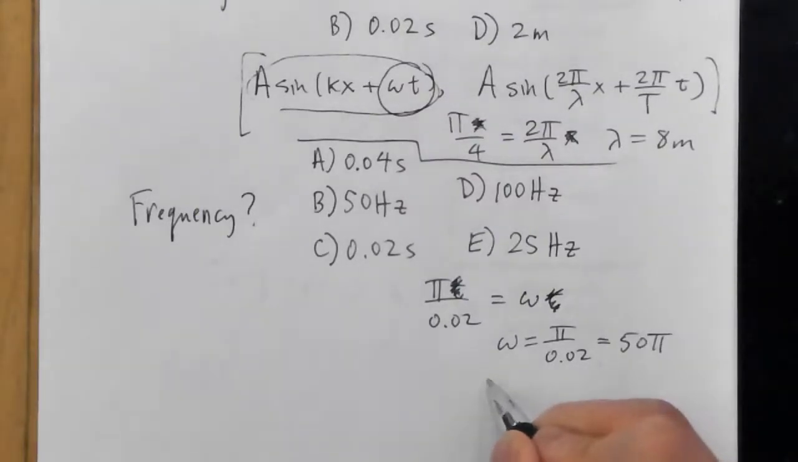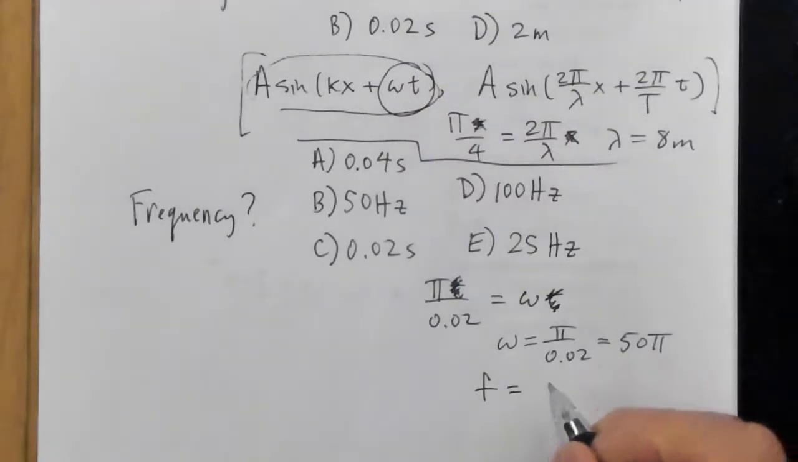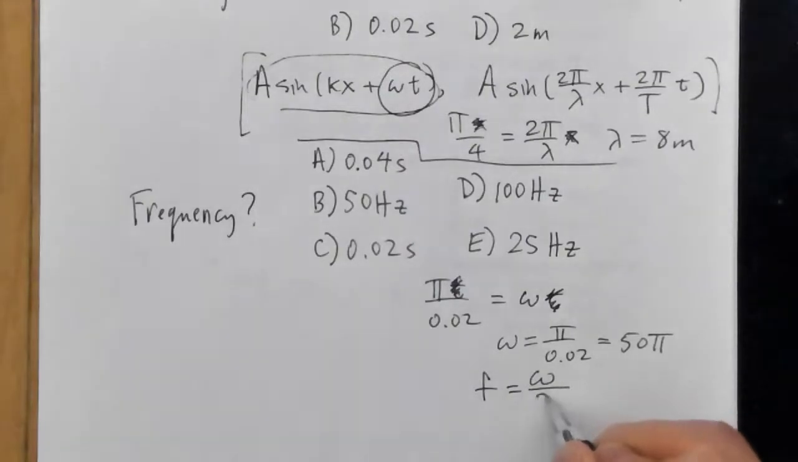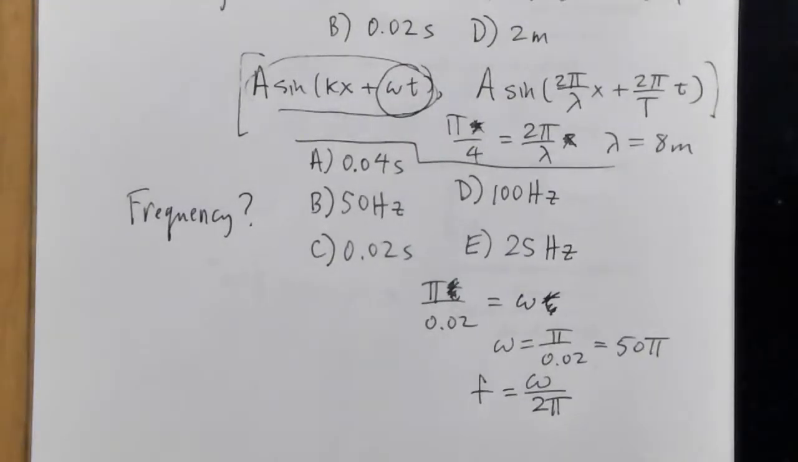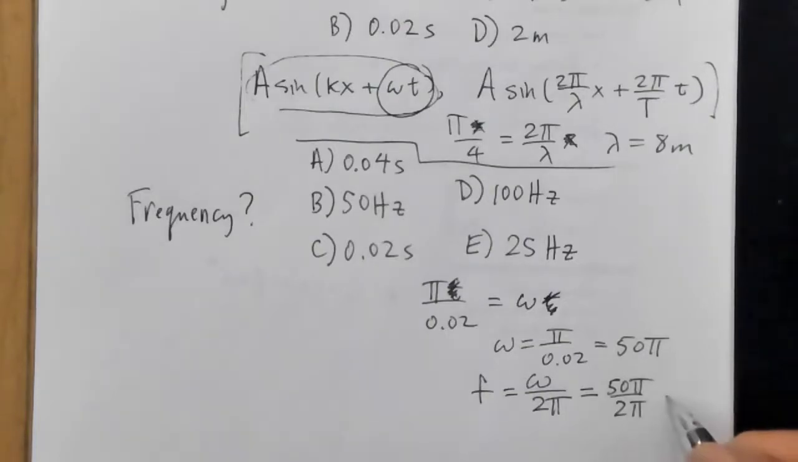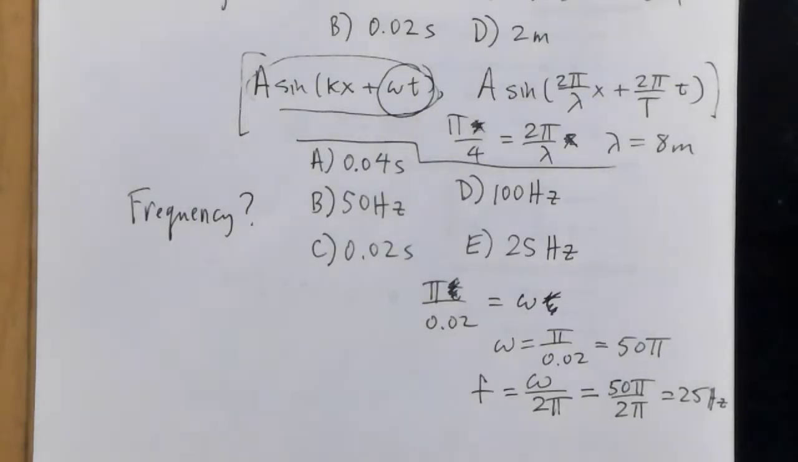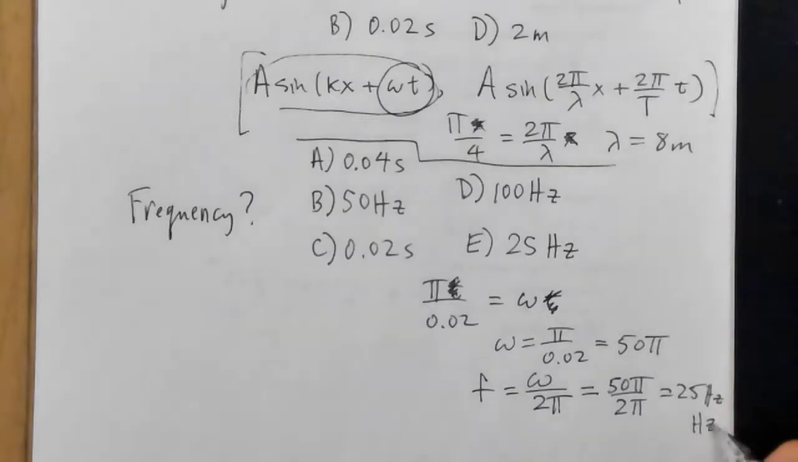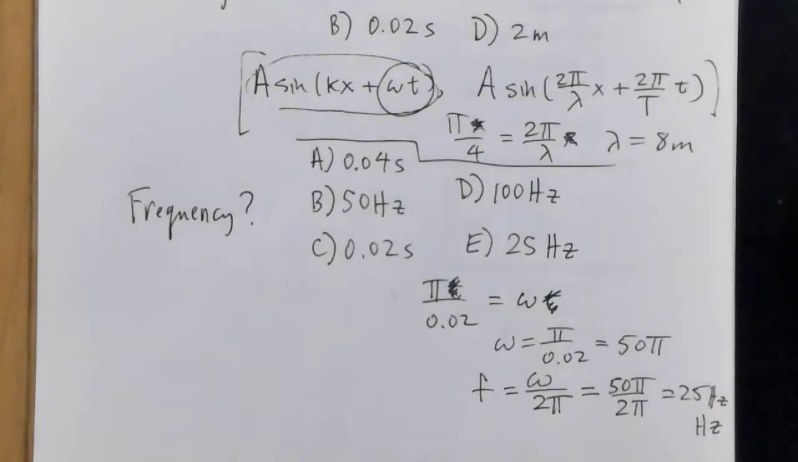But then the frequency is not omega. Omega is the angular frequency, in radians per second. So we divide by 2 pi to get the frequency. We do 50 pi divided by 2 pi, which comes out to 25. The units are hertz, so 25 hertz. That's E. Any questions about this?